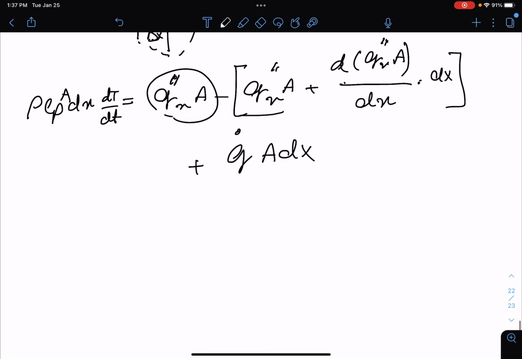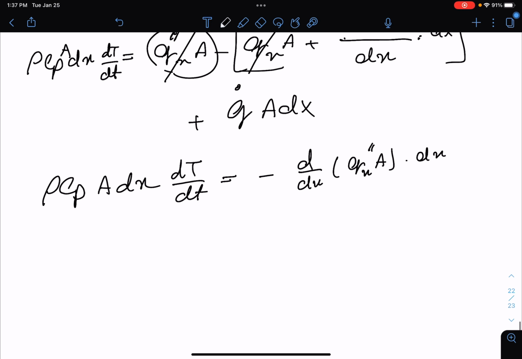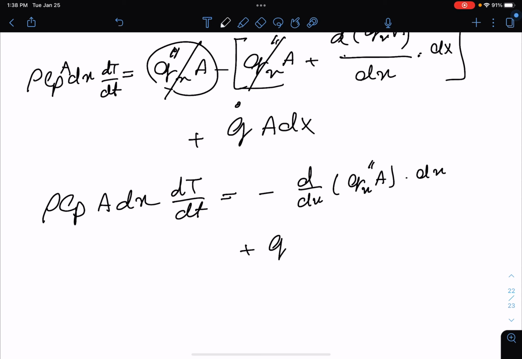So let's rewrite this and simplify things we can. dx dT/dt equals, these two will cancel out. We're going to get negative d/dx of q double prime A dx plus q dot A dx. What else can we take out here?